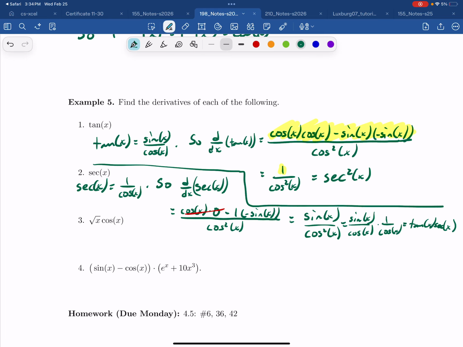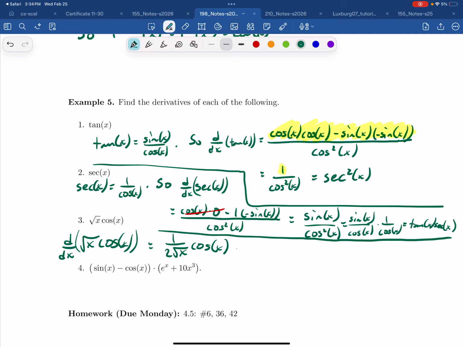A couple more examples very quickly. The derivative with respect to x of root x cosine of x is going to equal, we take the derivative of the square root of x, which we know is 1 over 2 root x, leave cosine alone, and then plus the square root of x times the derivative of cosine of x, which is negative sine of x. And that's our answer.